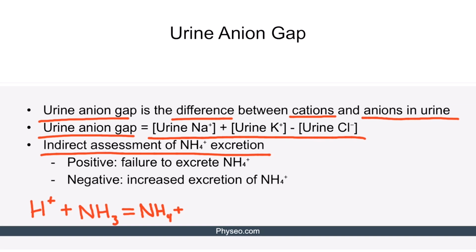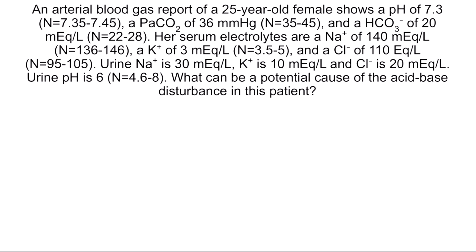It's important to understand how these are calculated for a better understanding of the different types of RTA. All right, let's try a question. An arterial blood gas report of a 25-year-old female shows a pH of 7.3, a PaCO2 of 36, and a bicarb of 20. Her serum electrolytes are a sodium of 140, a potassium of 3, and a chloride of 110. Urine sodium is 30, potassium is 10, and chloride is 20. Urine pH is 6. What can be a potential cause of the acid-base disturbance in this patient?